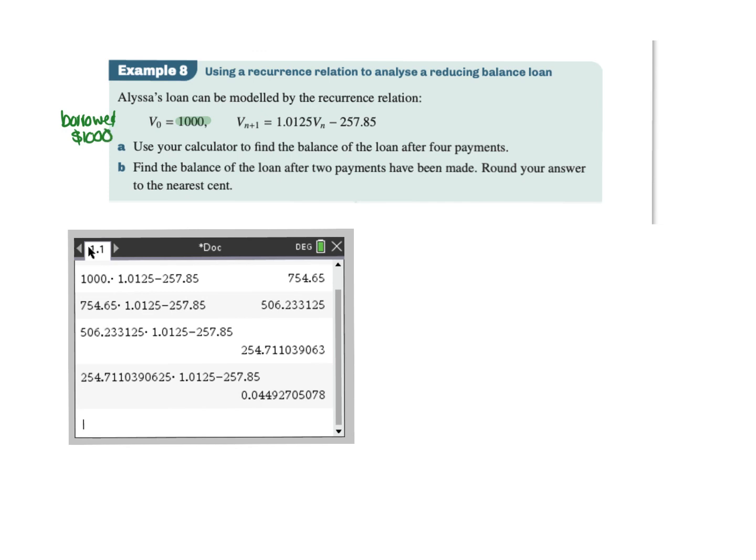And we can also see here her repayments that she's making are 257.85. So her repayments for the loans are that. It says use your calculator to find the balance of the loan after 4 payments. So I've shown you how we can do it recursively in our calculator.